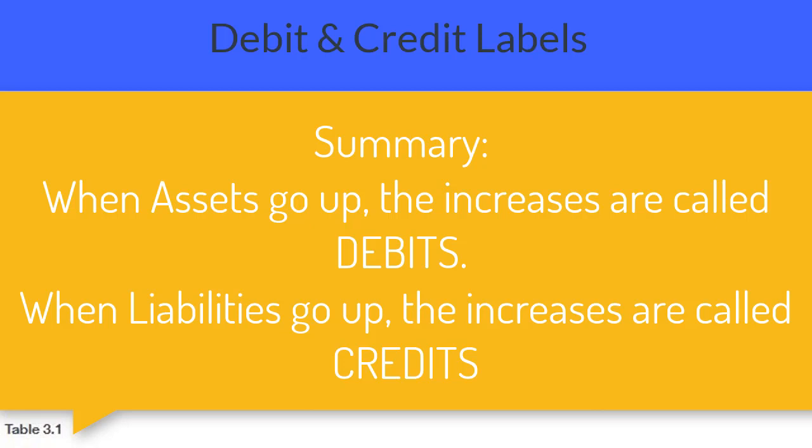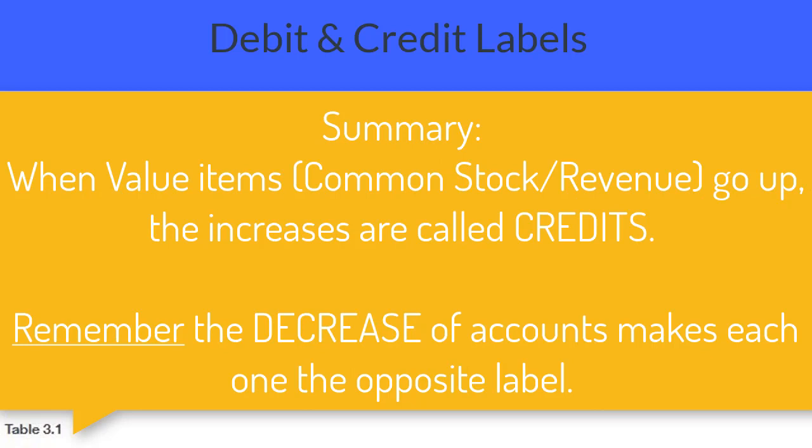Liabilities go up, you call the increases credits. Value items like common stock and revenue go up, you call them credits. The go down labels are just the opposite. Assets go down, those are credits. Liabilities go down, those are debits. Equity value or worth items go down, you would also call them debits, and they are expenses. And that's how to make sense of Table 3.1.